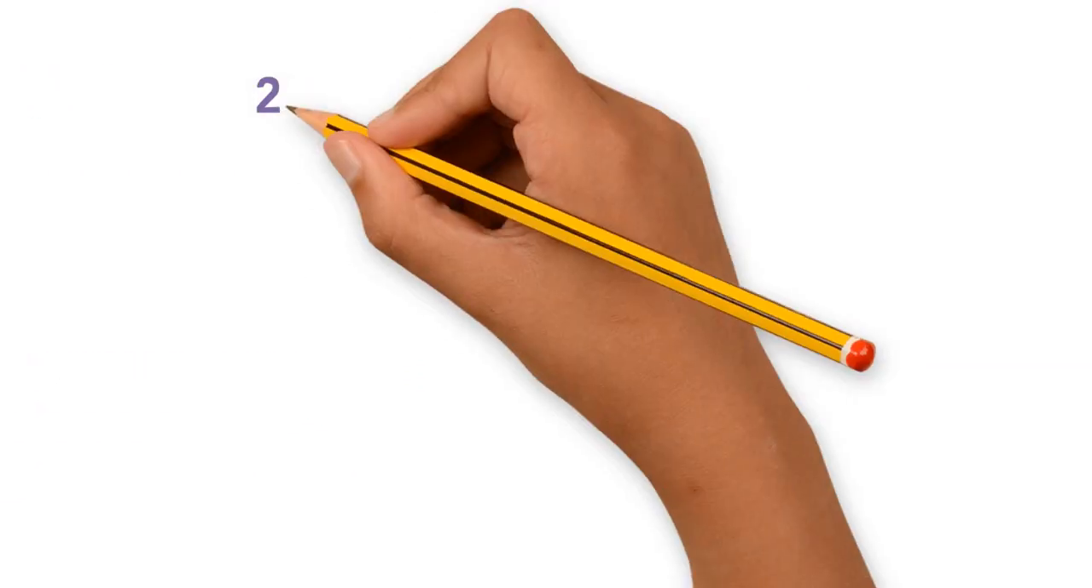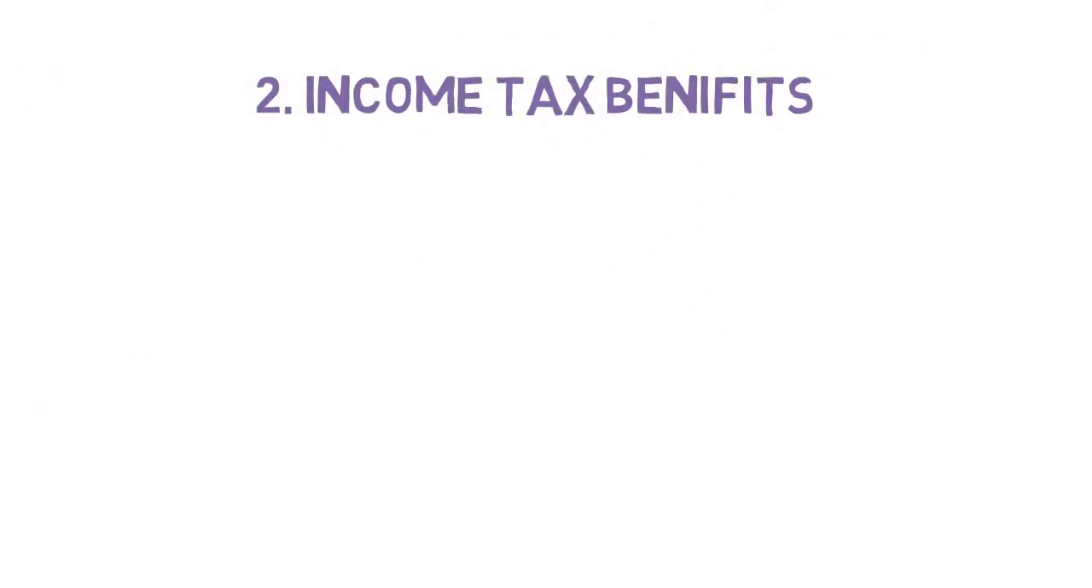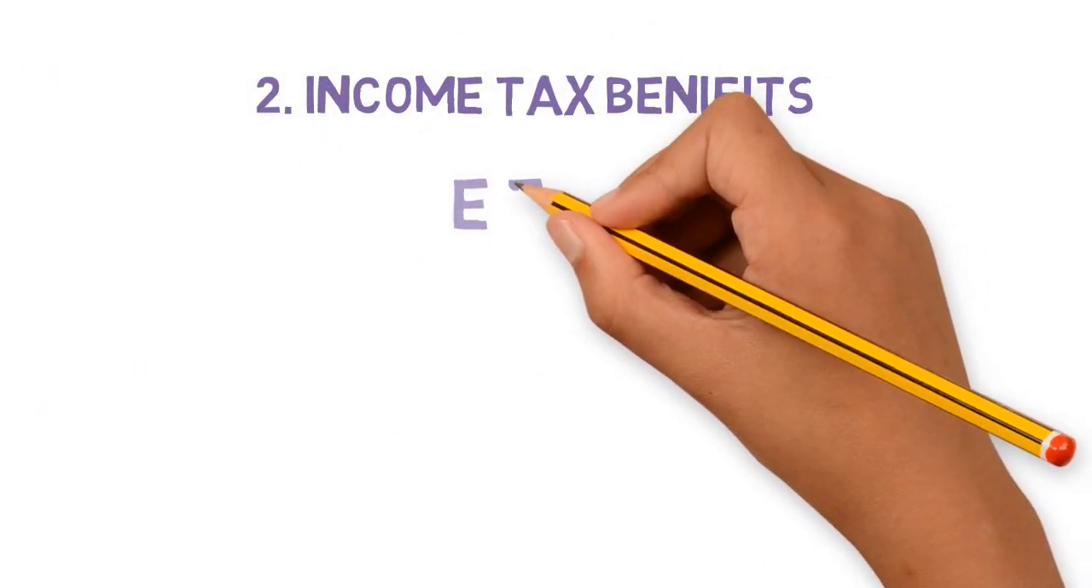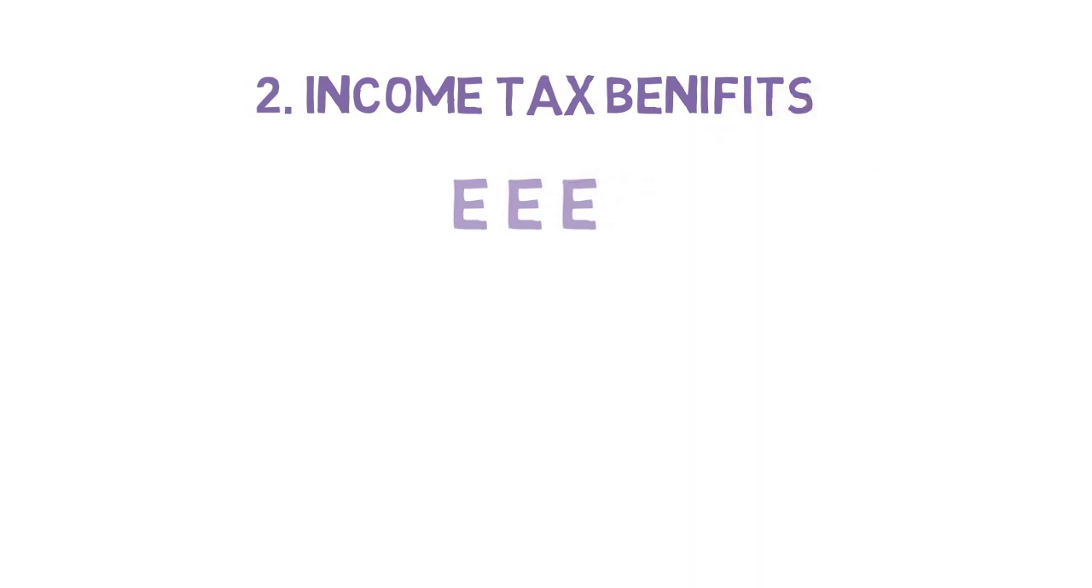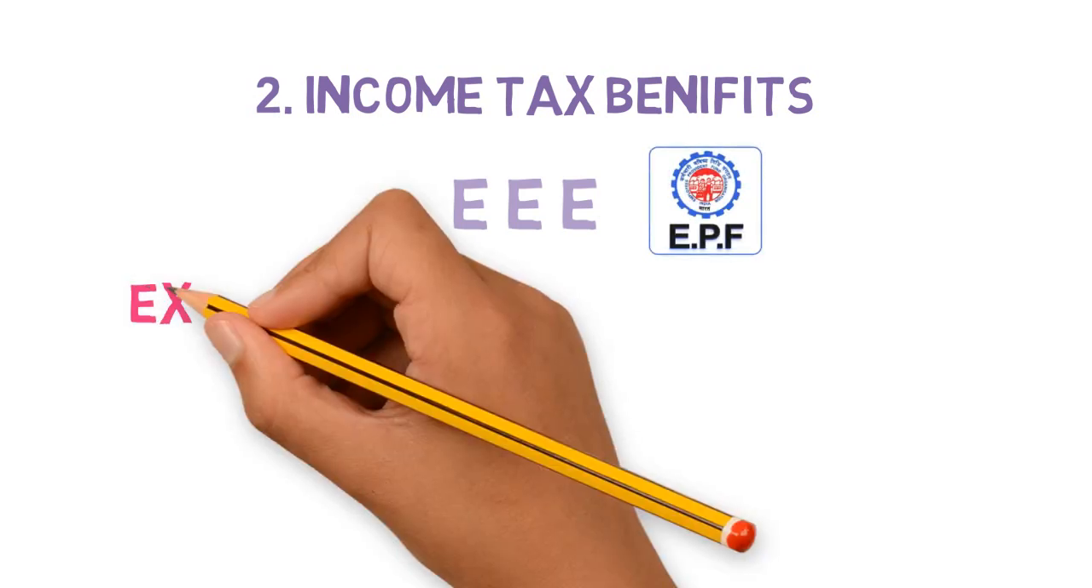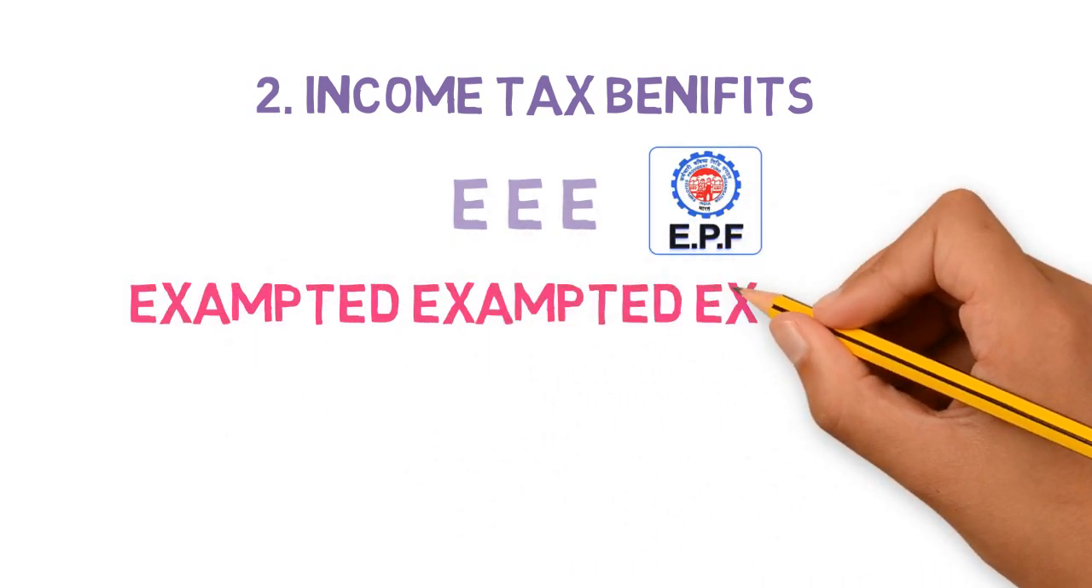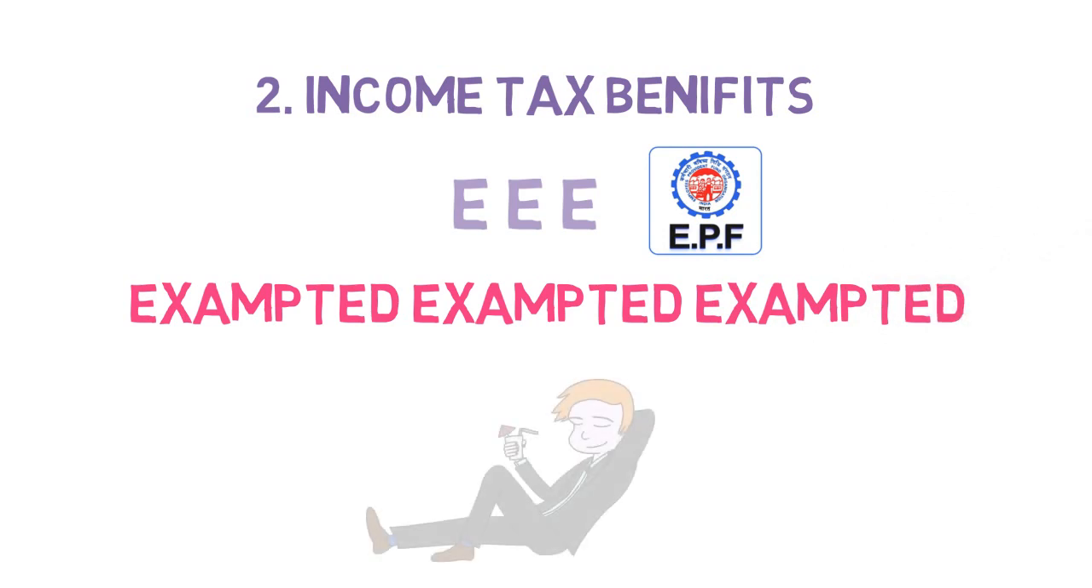Second one is income tax benefit. In this we'll see about the EEE category benefits. EEE category benefit is given to the money deposited in the Provident Fund. EEE stands for exempt, exempt, exempt. The amount claimed will be fully exempted from income tax.